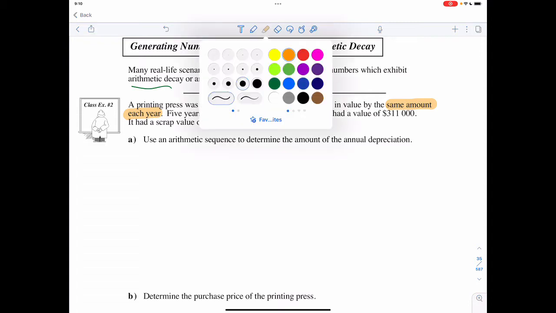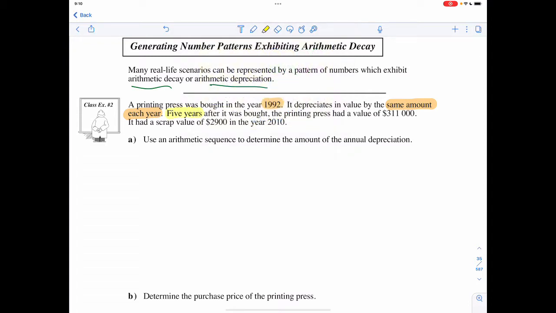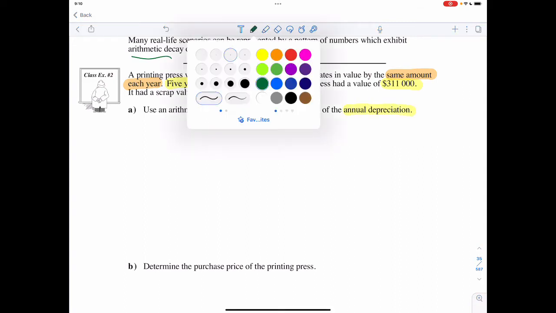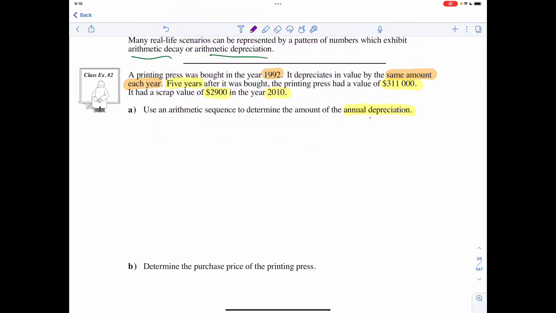5 years after it was bought, the printing press had a value of $311,000. It had a scrap value of $2,900 in the year 2010. Use an arithmetic sequence to determine the amount of the annual depreciation. It's a fancy way of saying solve for D.